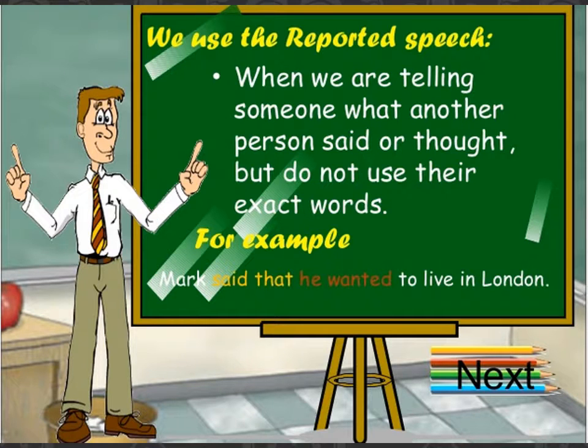We use the reported speech when we are telling someone what another person said or thought, but don't use their exact words. For example, Mark said that he wanted to live in London. The actual words that Mark said were, I want to live in London.